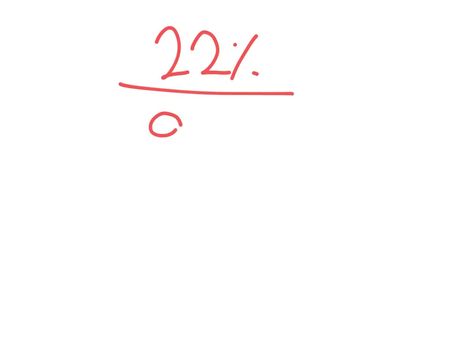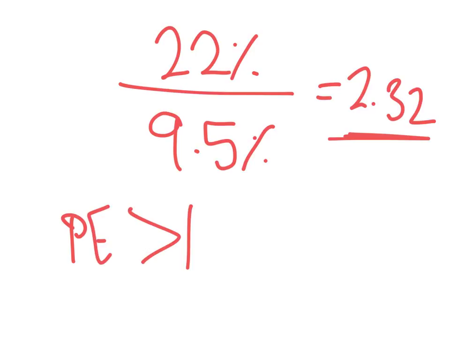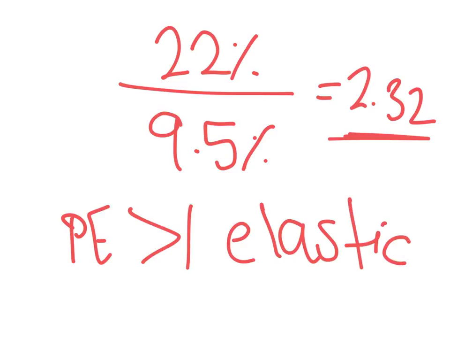At the end, using the calculator, you would get 22%, and don't forget to multiply by 100, divided by 9.5%, and it would equal 2.32. Is 2.32 greater than 1 or less than 1? The price elasticity is greater than 1, so it is elastic. So the percentage change in the price affects the quantity by this much.